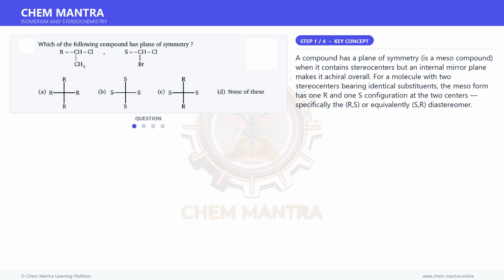A compound has a plane of symmetry, is a meso compound, when it contains stereocenters but an internal mirror plane makes it achiral overall. For a molecule with two stereocenters bearing identical substituents, the meso form has one R and one S configuration at the two centers, specifically the R-S or equivalently S-R diastereomer.